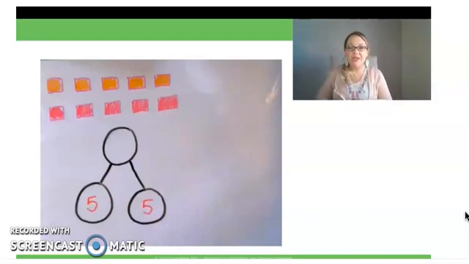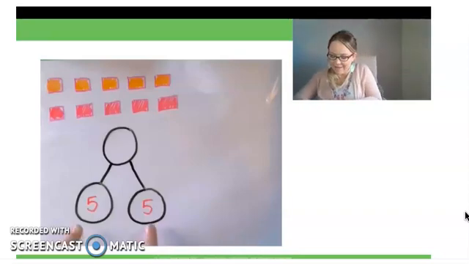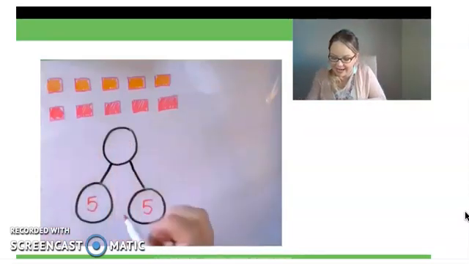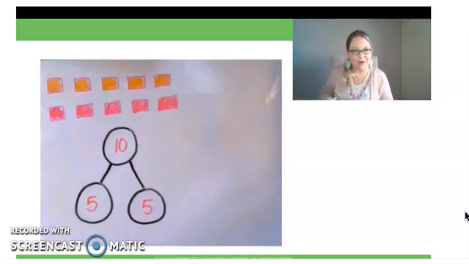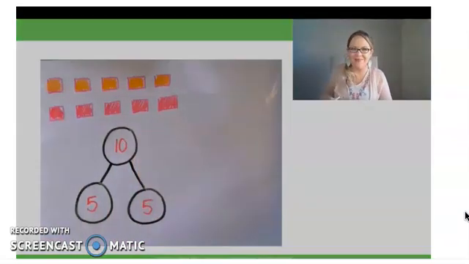And how many presents do we have all together? Think about it. How many? Yes, 10. 5 and 5 is 10. 10 is our whole number. Very good job.